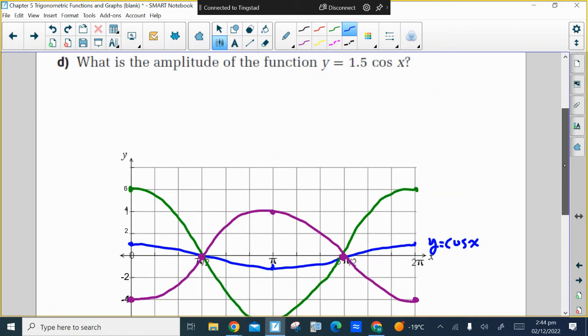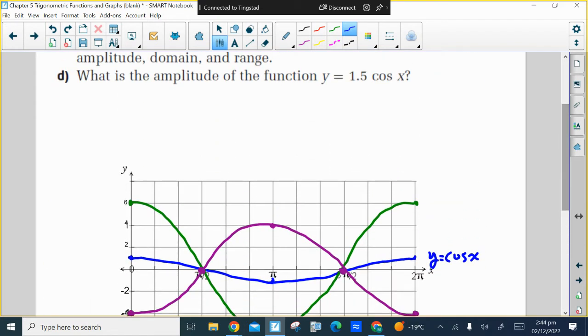Above, for part D, what is the amplitude for y equals 1.5 cos x? The amplitude will be 1.5, the absolute value of a.